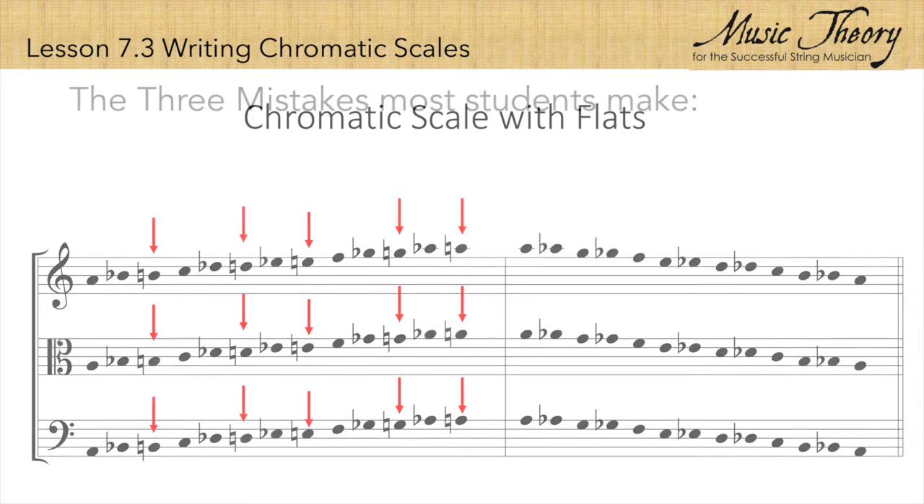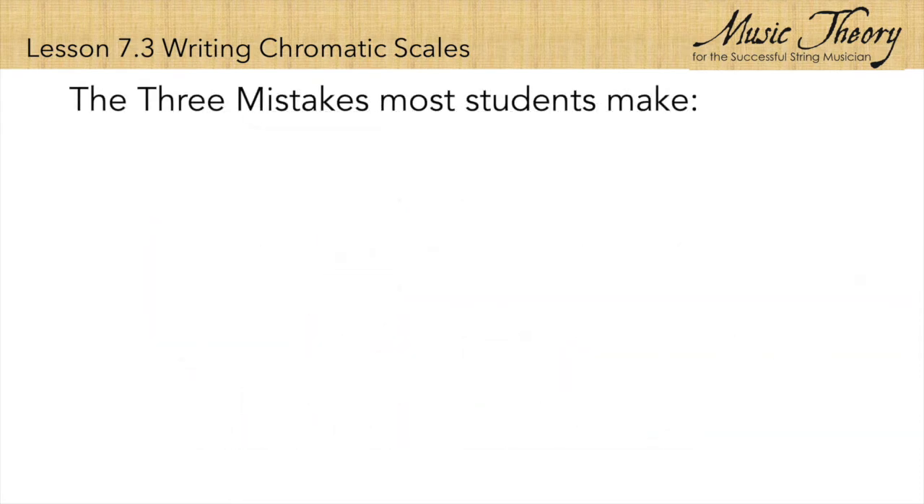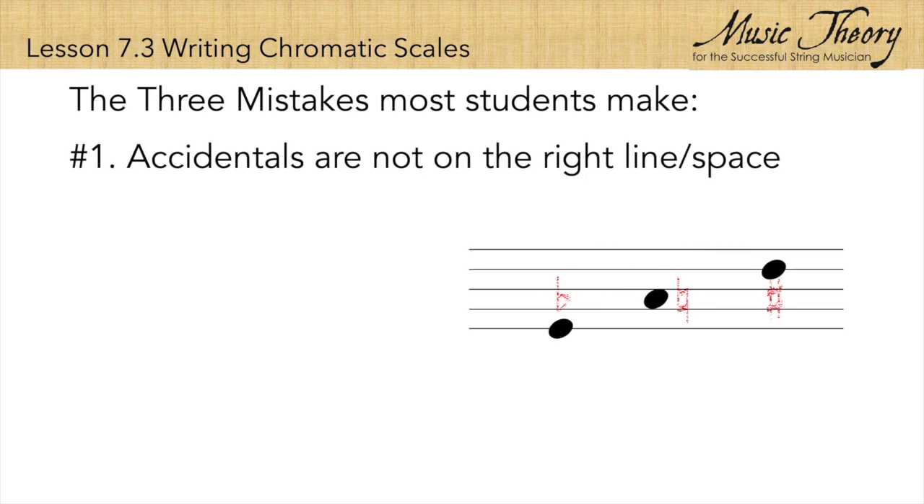There are three common mistakes that students make when writing chromatic scales. First, they don't write the accidentals in the correct space. It's important to remember to put the accidentals directly in front of the notes on the line or space of the note, especially because there are so many accidentals in a chromatic scale.